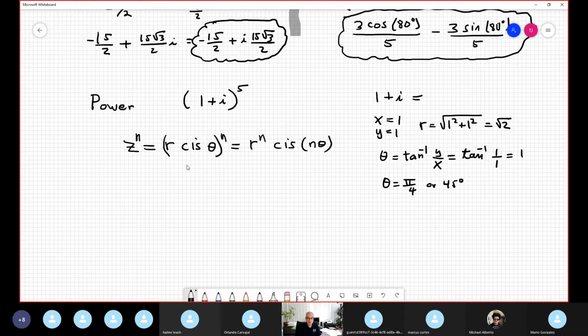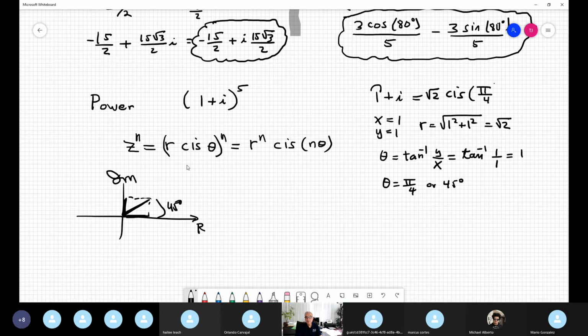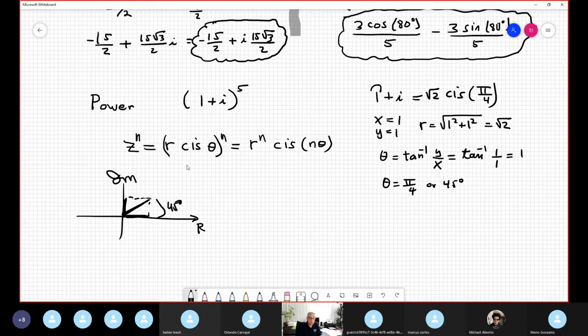And by the way, this complex number, 1 plus I, lies in the first quadrant. Look, 1 here in the real axis, and in the imaginary axis is I. It's obvious that both are the same, so this is 45 degrees. So the representation in polar form of this complex number is radical 2 times cosine 45 degrees plus I sine 45 degrees, or pi over 4, either way. So now apply De Moivre's theorem.